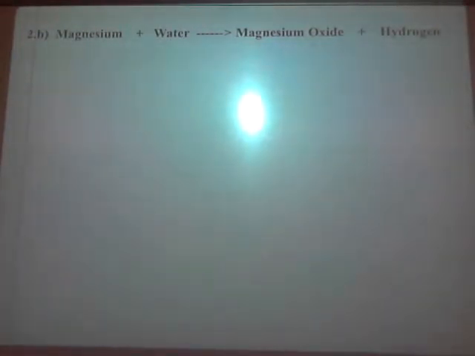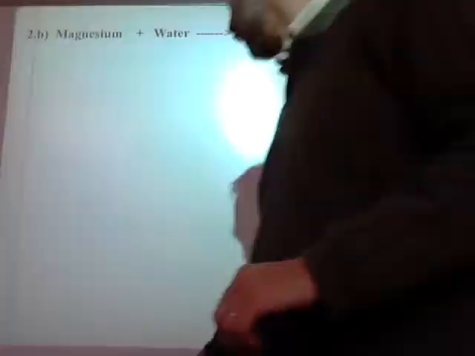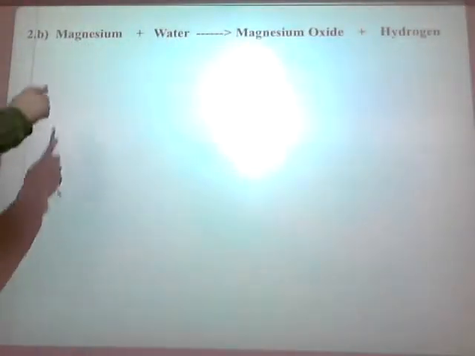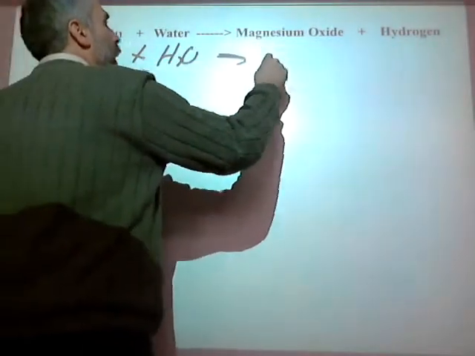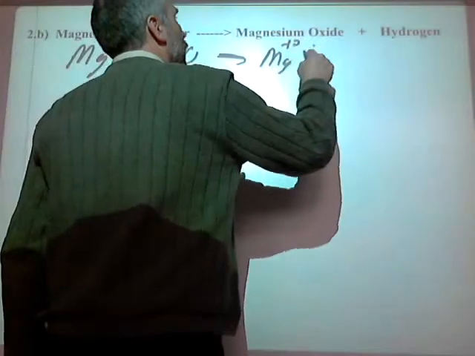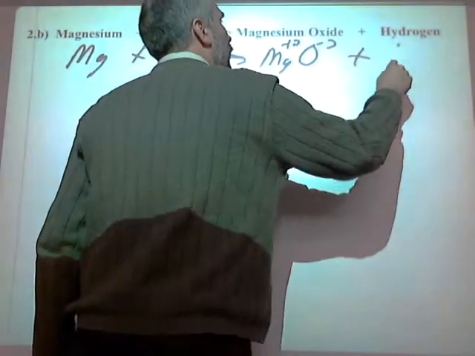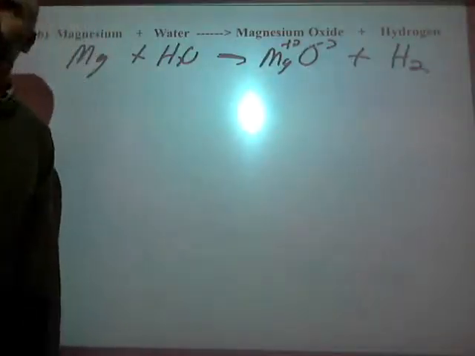Y'all done? Finish that one up? You're getting better at these. It doesn't take as long to do them. I would hope by now. Let's take a look. Did you get magnesium is Mg, water, of course, is H2O, Mg plus 2, O minus 2, and then hydrogen is diatomic and H2. It's done.